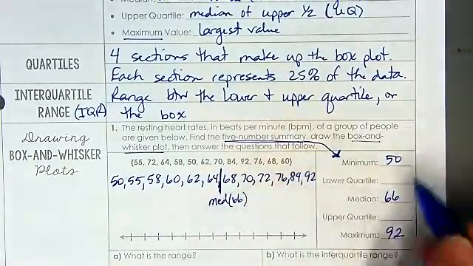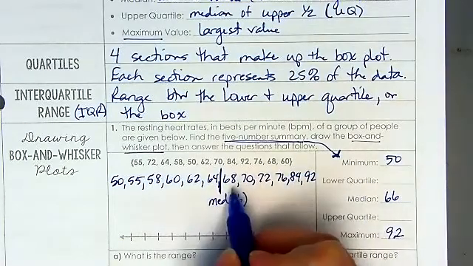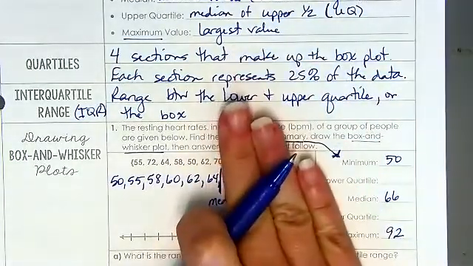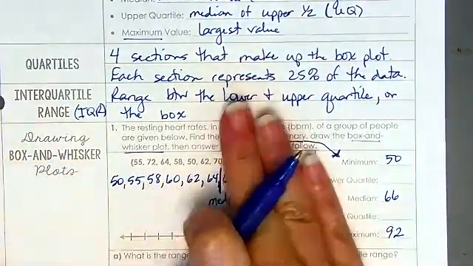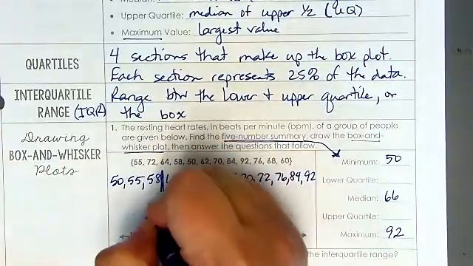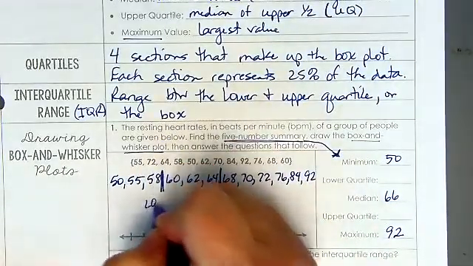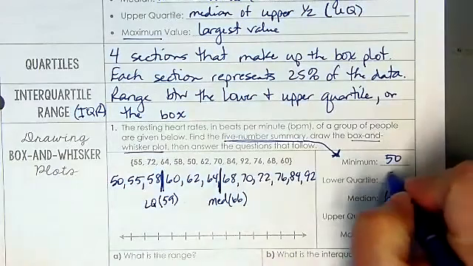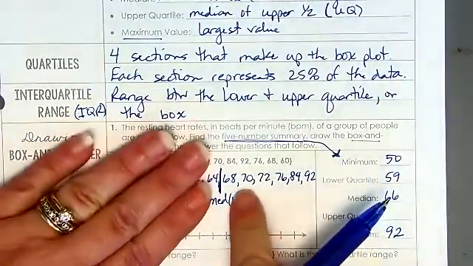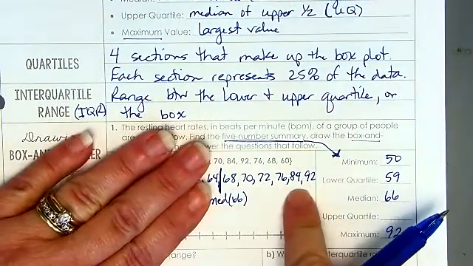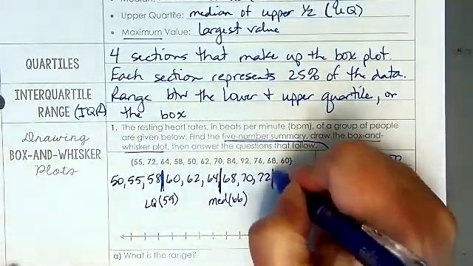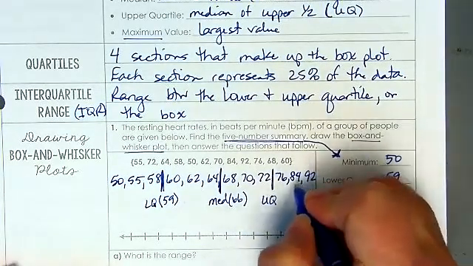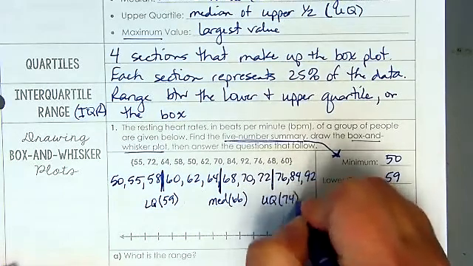Now, I need to find the lower quartile. Remember, that's the median of the lower half. So I'll look in here, finding the median of the lower half. Well, there's 6 numbers, so that means the median is halfway between here. So the lower quartile, LQ, is going to be 59, because we're halfway between 58 and 60. The upper quartile, now we look at just the upper half, and I'm doing the same thing. I'm finding the median of the upper half. Halfway between is here, between 72 and 76. So the upper quartile is 74.